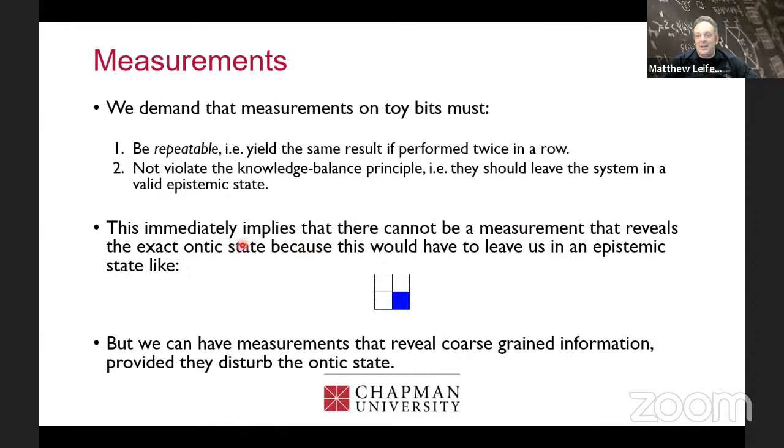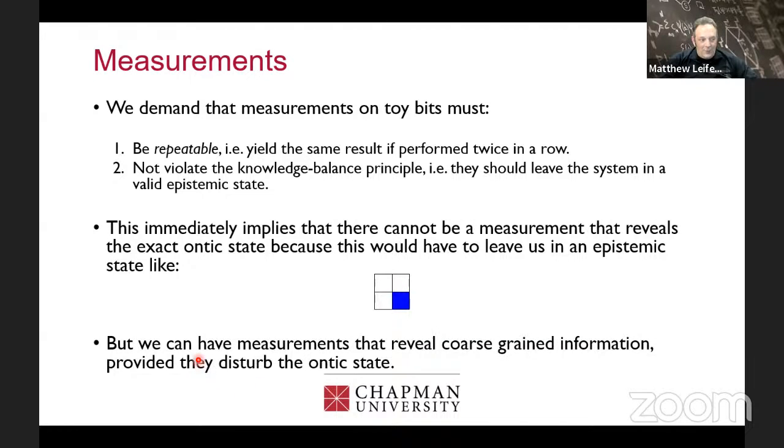So this immediately implies that there cannot be a measurement that reveals the exact ontic state. Why? Well, suppose the measurement revealed that we were in this ontic state here, bottom right-hand corner. Then in order to be repeatable, the system would have to stay in that state. And if it stays in that state, then we now know the exact ontic state, which violates the knowledge balance principle.